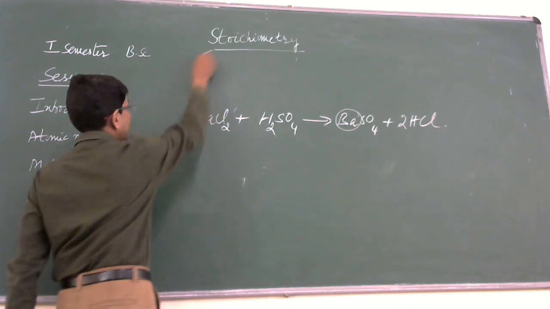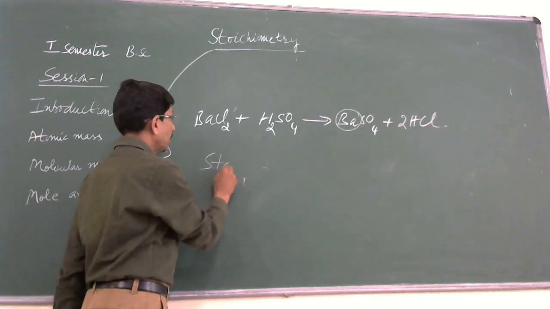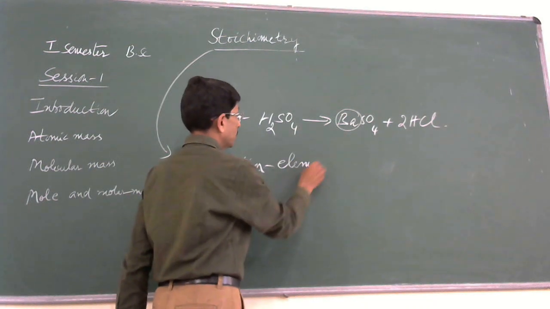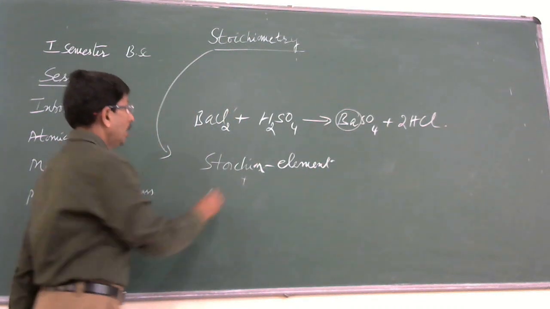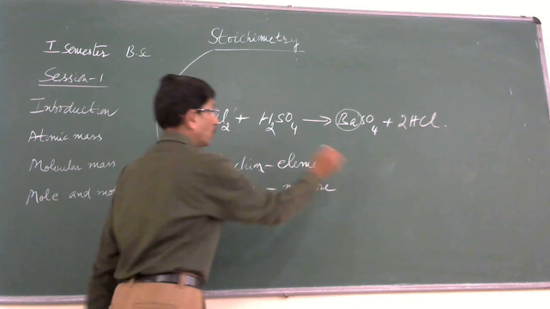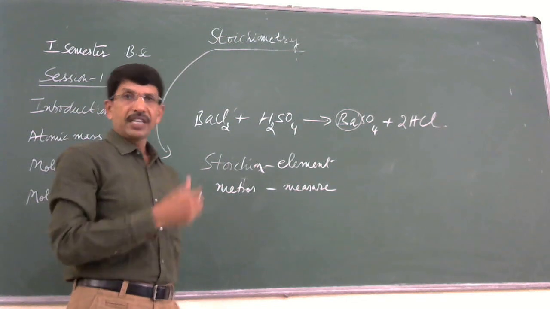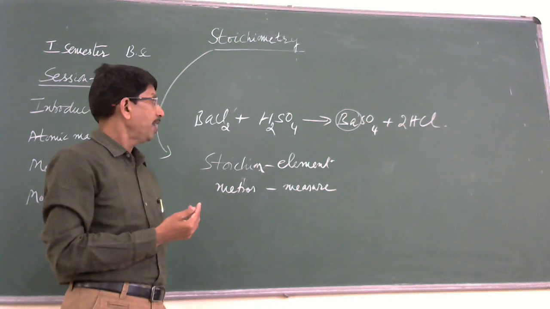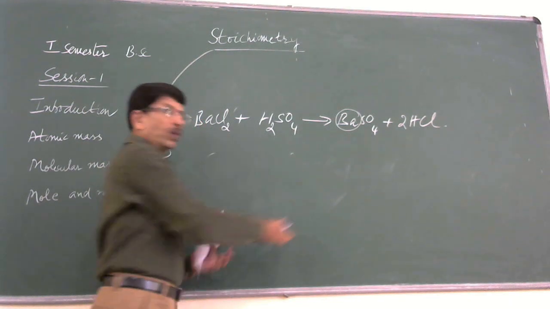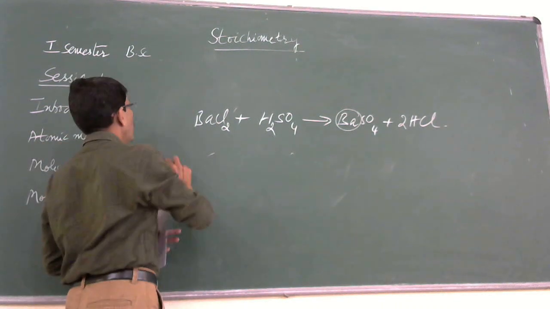The term stoichiometry is derived from a Greek word, stoichion, which means an element. Metron means measure. So the term stoichiometry, derived from Greek, means the measurement of elements. So what is this measurement of elements? What are we measuring? We are measuring the quantities of reactants and products involved in a chemical reaction.